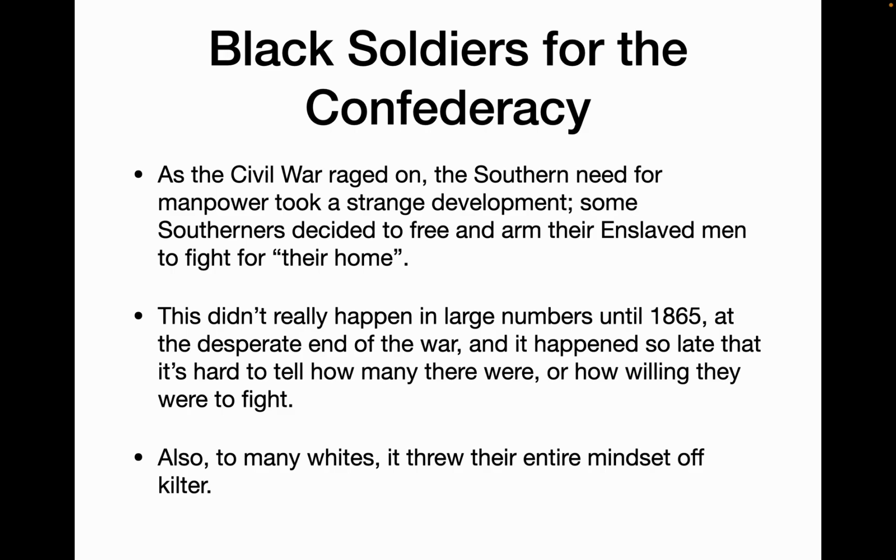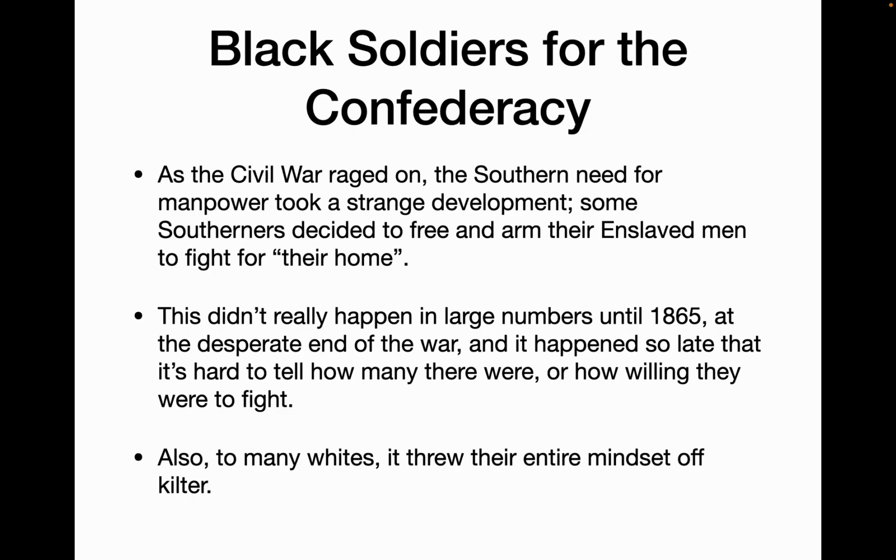So, as the Civil War went on, the Southern need for manpower took a very strange turn. Some Southerners started to talk about freeing and arming their enslaved men, which is not necessarily out of the question. It happened during the American Revolution, for instance, but it definitely would be a sharp turn from what had happened before that. This didn't really happen until almost 1865 when they started to get really desperate at the end of the war. And it happened so late, it was hard to tell whether or not this would have become a thing. But they did try to arm some of their enslaved people and promise them freedom.